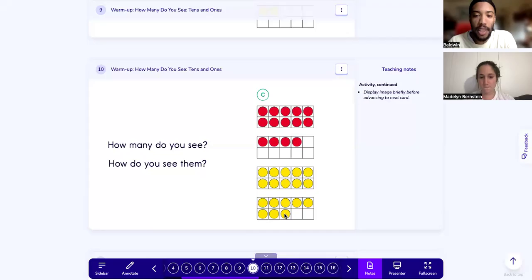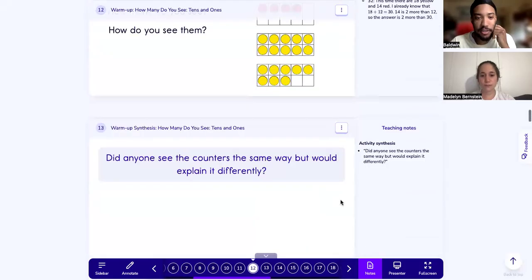Can we count these all together, starting with just our tens? Let's go ahead. 10. And 20. Now let's count on from 20 by ones. 21, 22, 23, 24, 25, 26, 27, 28, 29, 30, 31, 32. Good. We have 32 counters altogether. Really good job, Maddie.